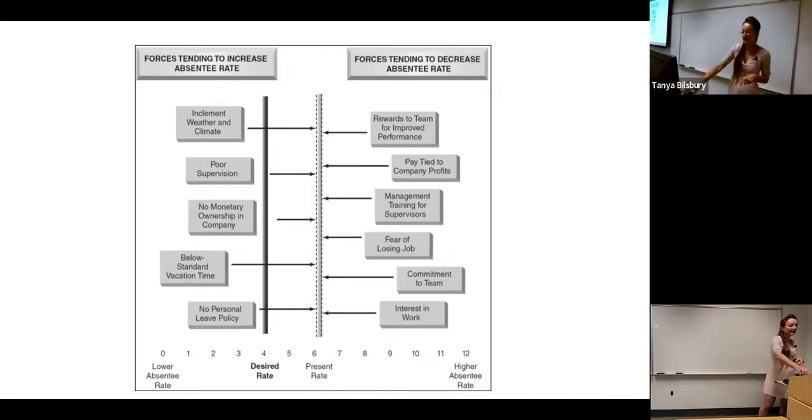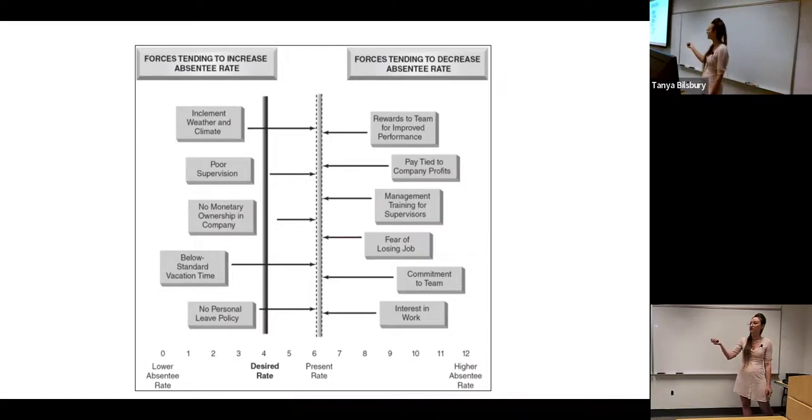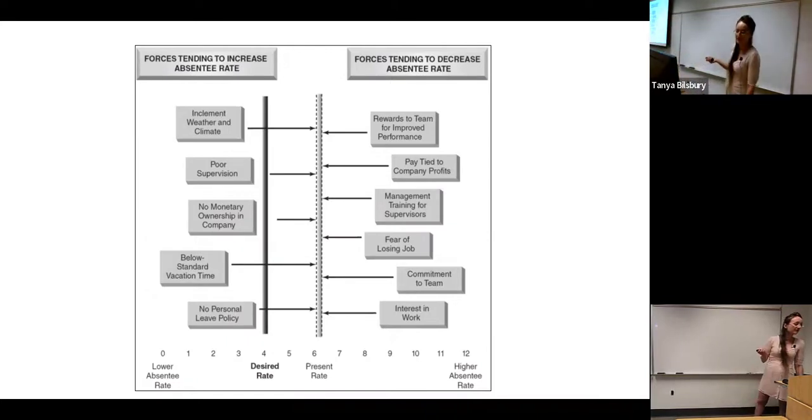So in order to do that, they would need to mitigate the resisting forces, so things that tend to make absenteeism worse. So what are they saying? Inclement weather and climate. I don't know what an organization can do about that. Allow people to work remotely. Then that might decrease your absenteeism rate.